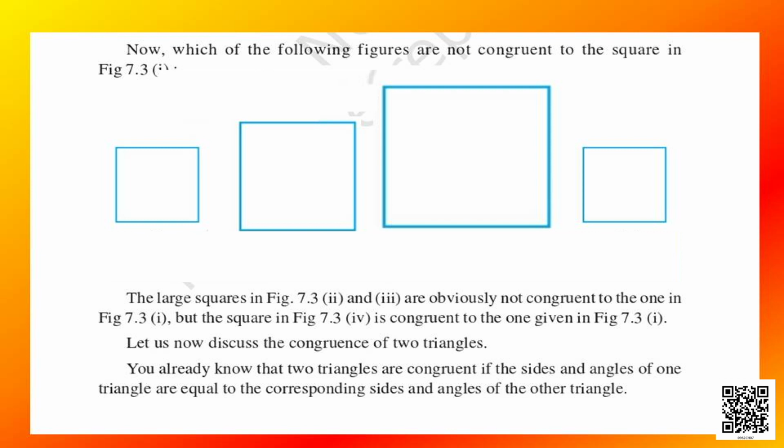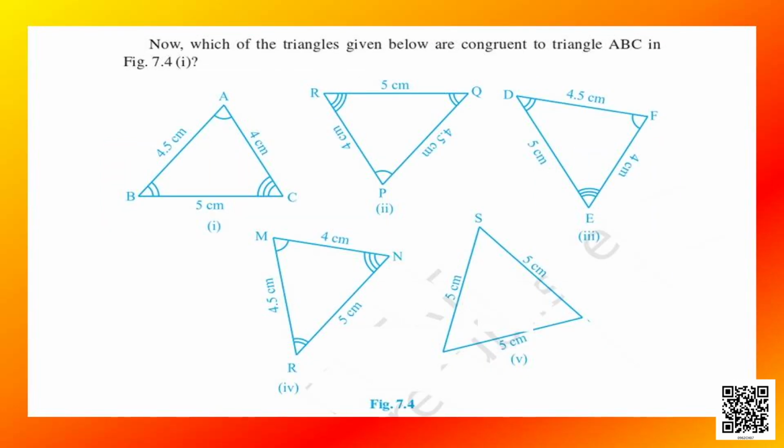That means if we place these two squares one on another, then they will cover themselves exactly. You will feel as if there is a single square rather than two squares, because the squares are covering each other completely, isn't it? Now let us discuss congruency of some triangles.